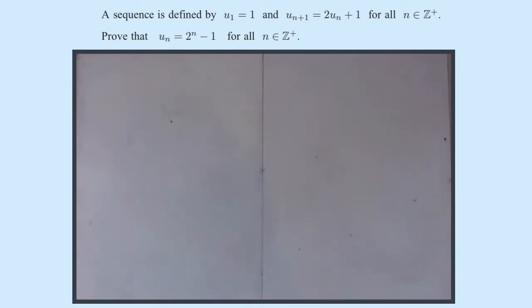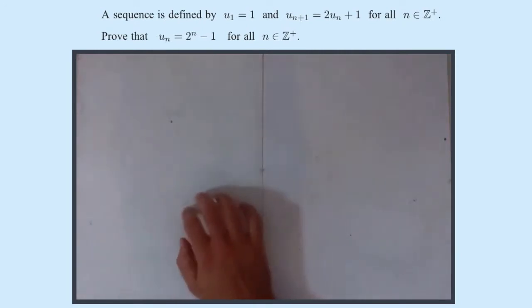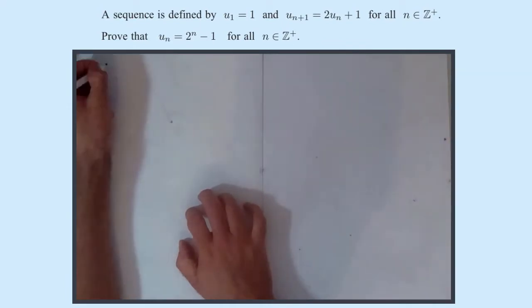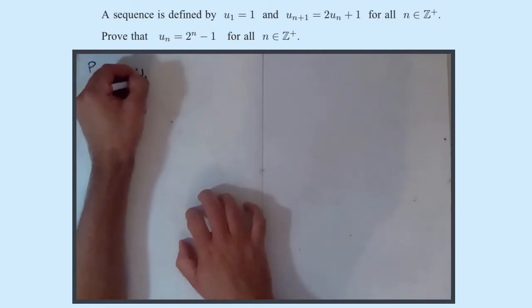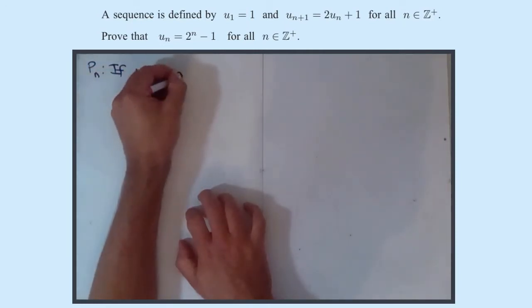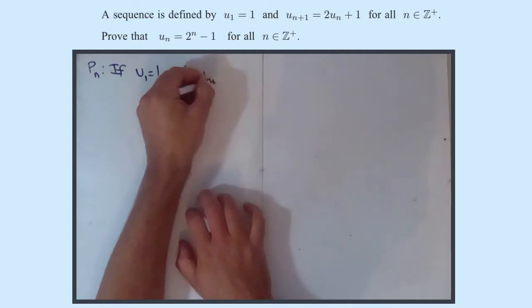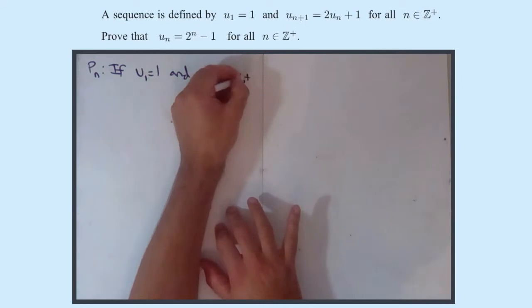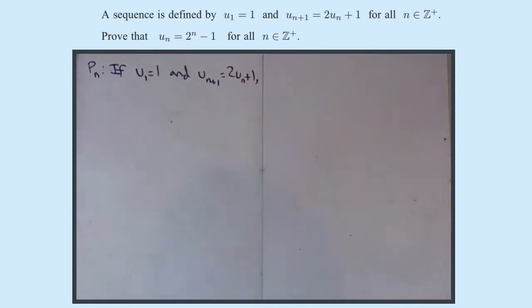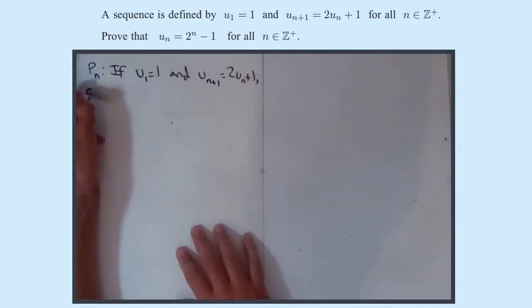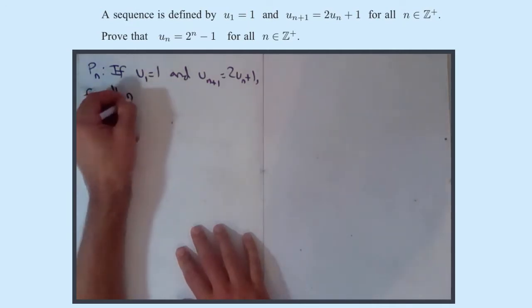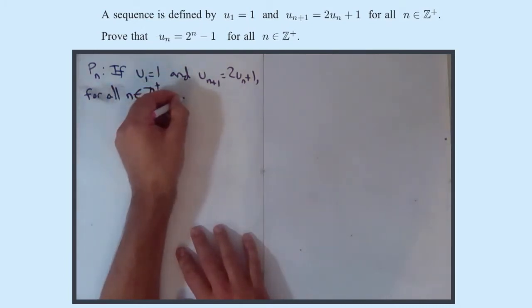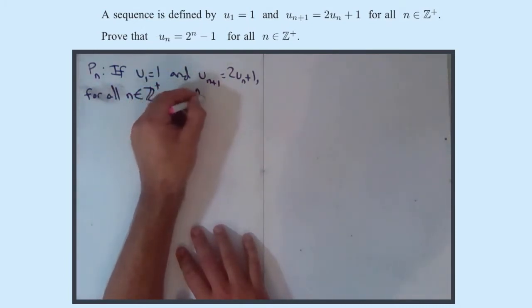Right, so we need to write the conjecture out. So the Pn, the thing we're trying to prove, is that if u1 equals 1 and u(n+1) equals 2un plus 1, so if those conditions are the case for all positive integer n, then the nth term un equals 2 to the power n minus 1.